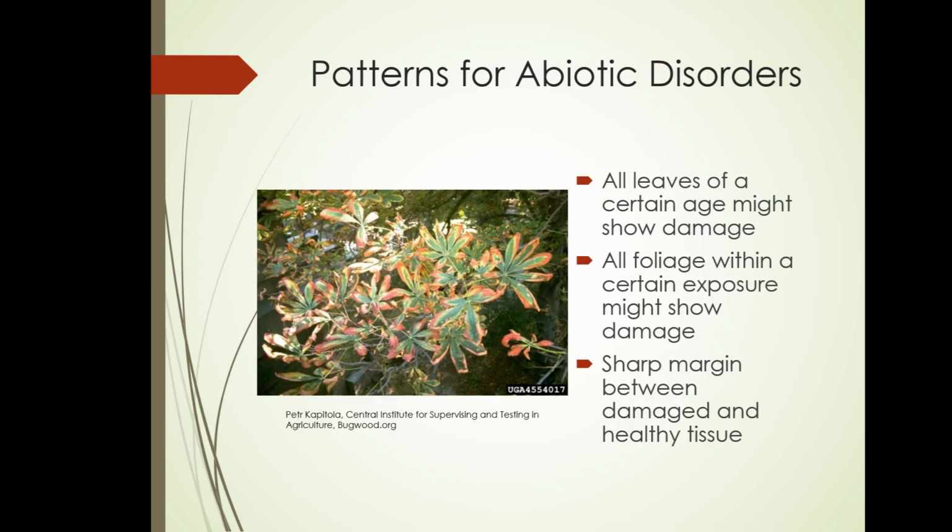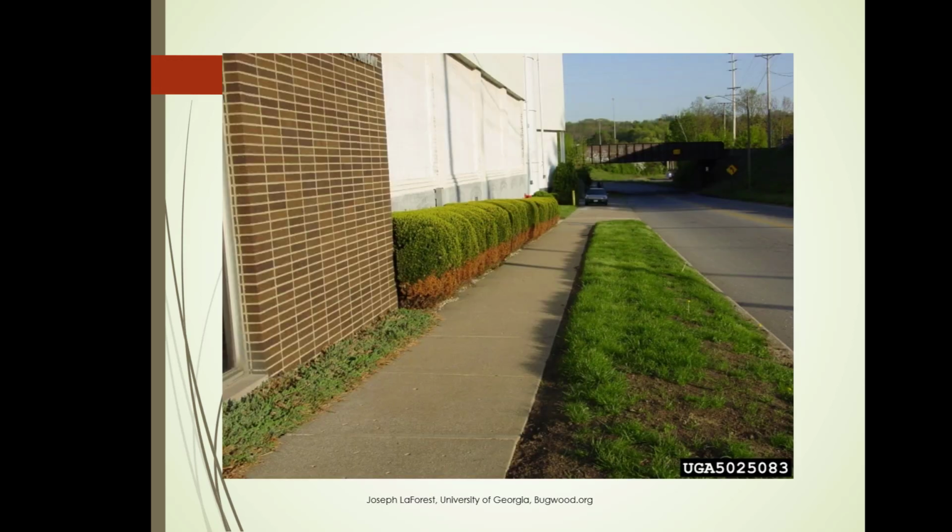So when you're looking at abiotic diseases or disorders, all leaves of a certain age might show damage, all foliage within a certain exposure might show damage, and then there's usually a sharp margin between damaged and healthy tissue. And here we have sun scald, so you can see that sharp margin. Very uniform in damage. Not sure what this is. Could be flooding, could be herbicide, but you can see here's this very sharp margin here.